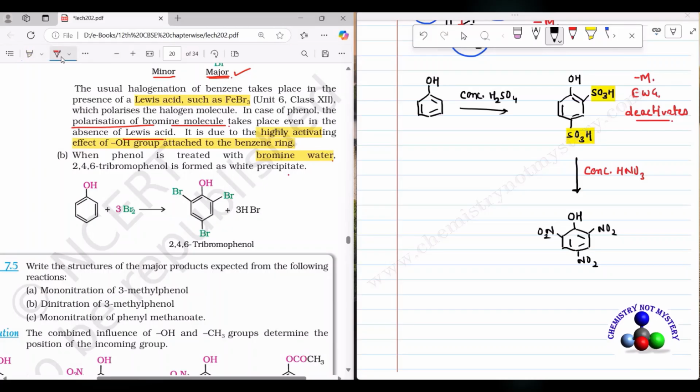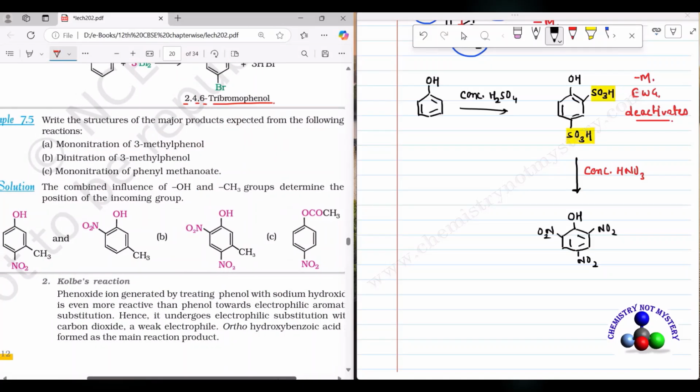In case of bromine water, bromine is dissolved in water and water is a polar solvent. So when polar solvent is used with the bromine, bromination takes place at all the positions and it results in the formation of 2,4,6-tribromophenol, which is formed as a white precipitate. This reaction can be used to distinguish phenol from the other alcohols.